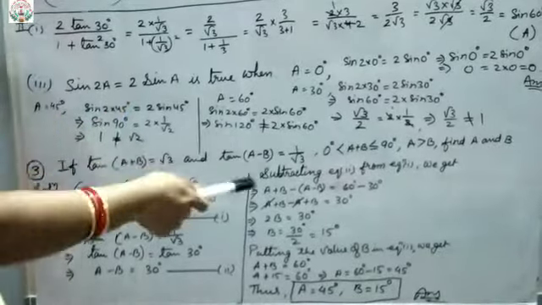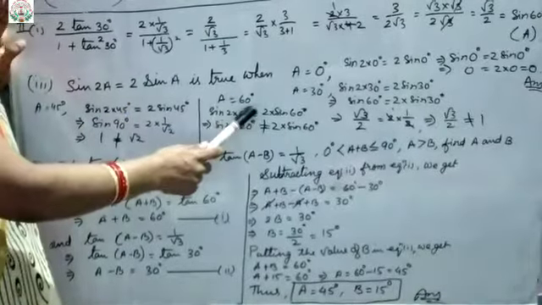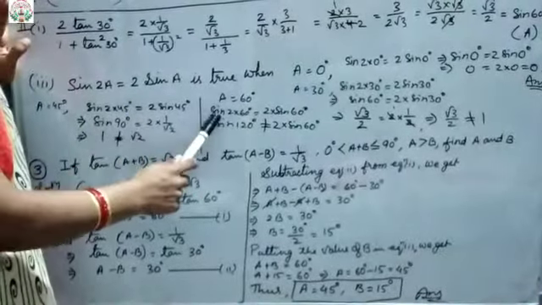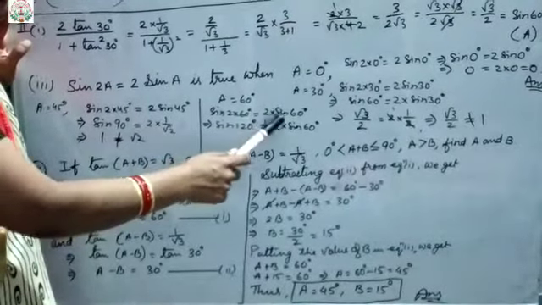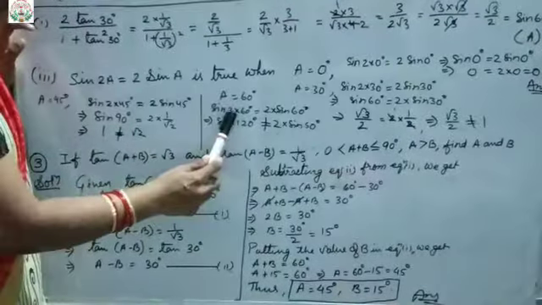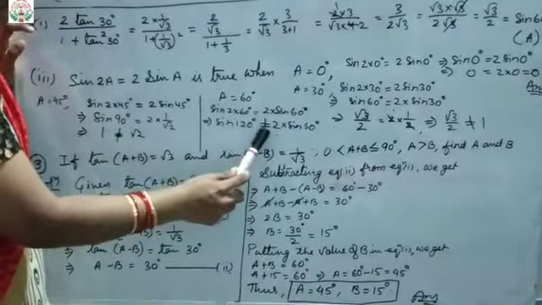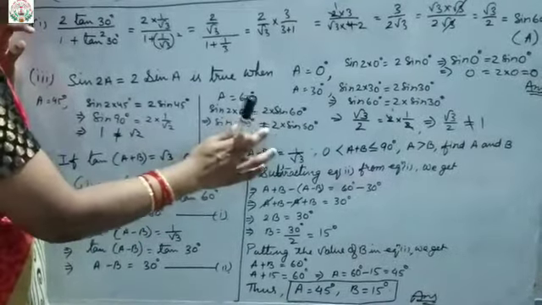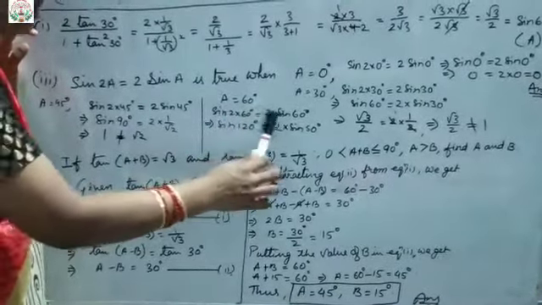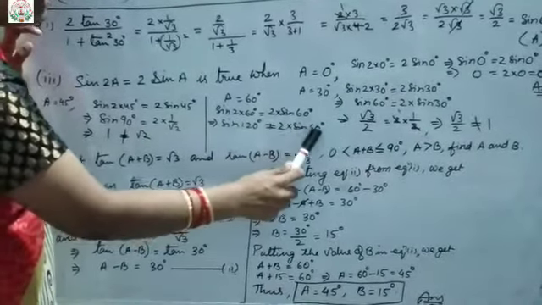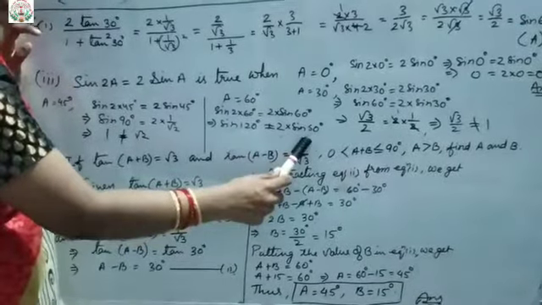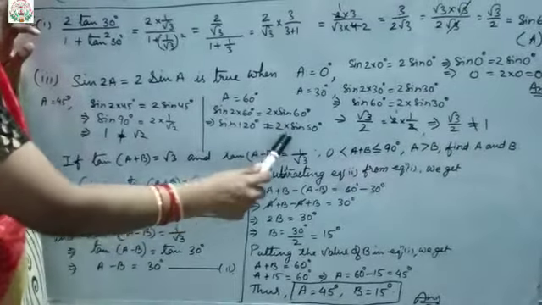Okay, now we will check for the third one, that is a equals to 60. Now put the value here. Sine 2 into 60 equals to 2 sine 60. So sine 2 into 60 will be 120 is equals to, means we are simply putting the values, 2 into sine 60. This is LHS, this is RHS. You have to see whether both are matching or not.